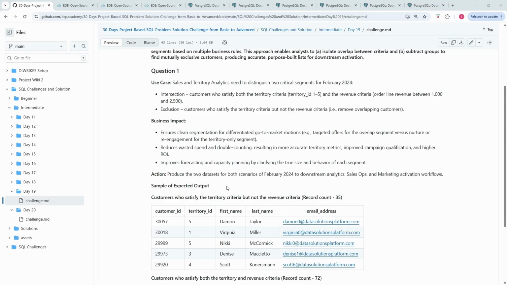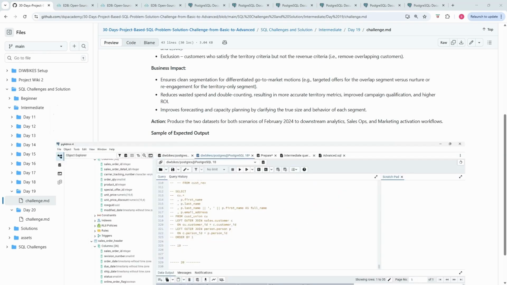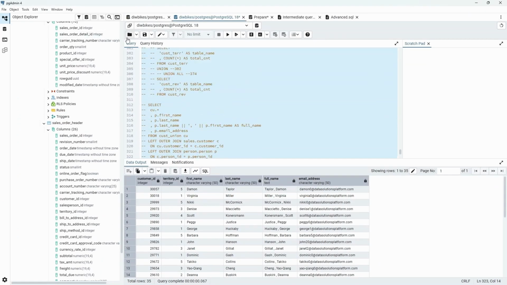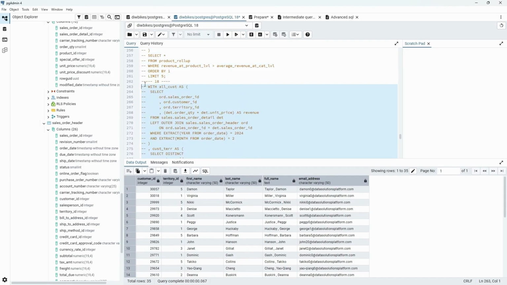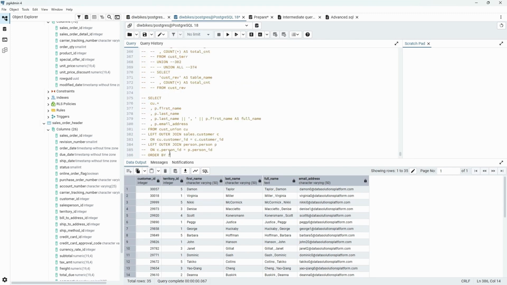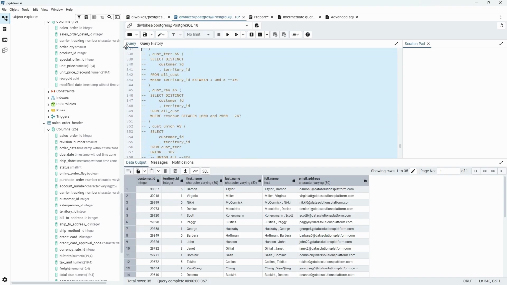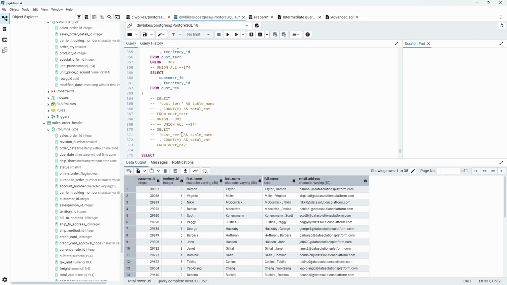So guys, this is the expected output for the exclusion, and this is the one for the intersect. Let's quickly go to our lab and also try to discuss this concept. I'm going to copy what we did on day 18. Let me quickly copy the query for day 18, and then we're going to drop it in here, comment it, and run that quickly. Here, we're just going to remove this, don't need it.